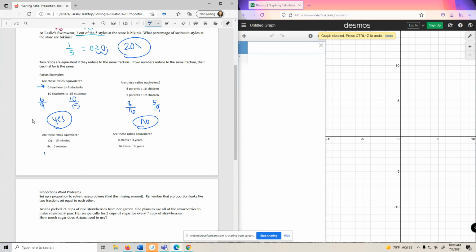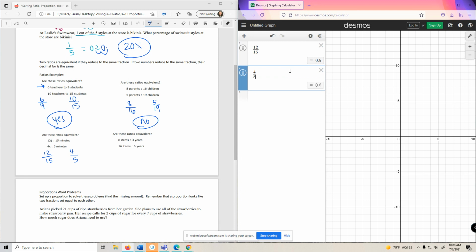For the next one, we have 12 cents over 15 minutes, and we have 4 cents over 5 minutes. Let's type those two fractions into Desmos. 0.8 for the first one and 0.8 for the second one. Since we got the same decimal amount, yes, those are equivalent ratios. Last one, we have 8 items to 3 years, so 8 over 3, and 16 items to 6 years. Let's see if we get the same decimal for those.